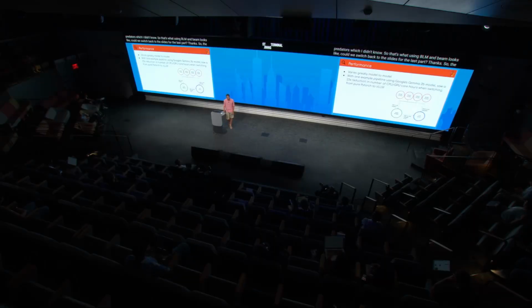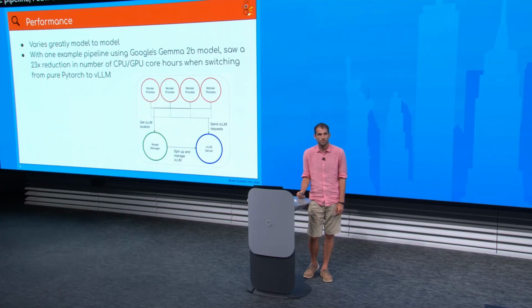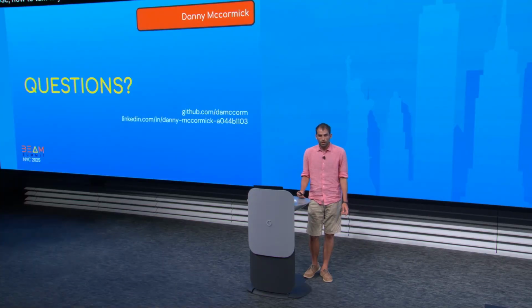The last thing I'll call out is performance. When you're using vLLM, this is really important to think about. I ran some benchmarks, and for one pipeline, I saw a 23x reduction in the total number of CPU or GPU core hours used. It varies a ton. We've seen bigger gains, we've seen smaller gains depending on the specific pipeline. But using the model manager, we're able to open up Beam to achieve these really significant performance gains, and you don't really need to change your pipeline to consume it. The only thing you need to do is use a model that vLLM knows how to talk to. So that's my presentation.